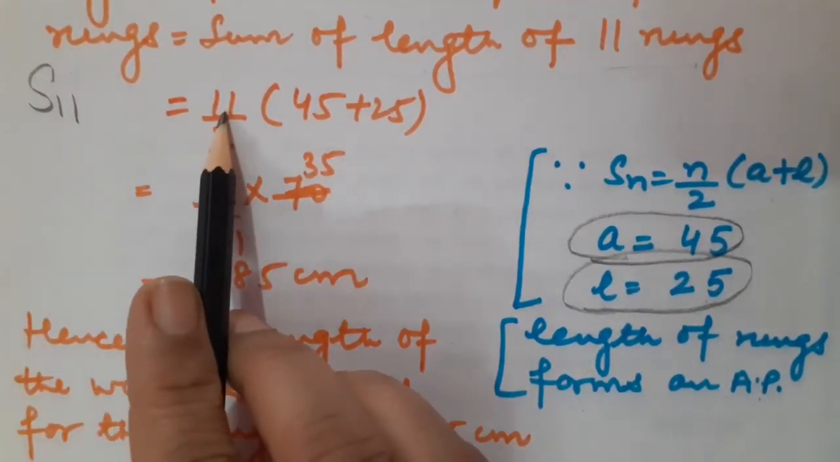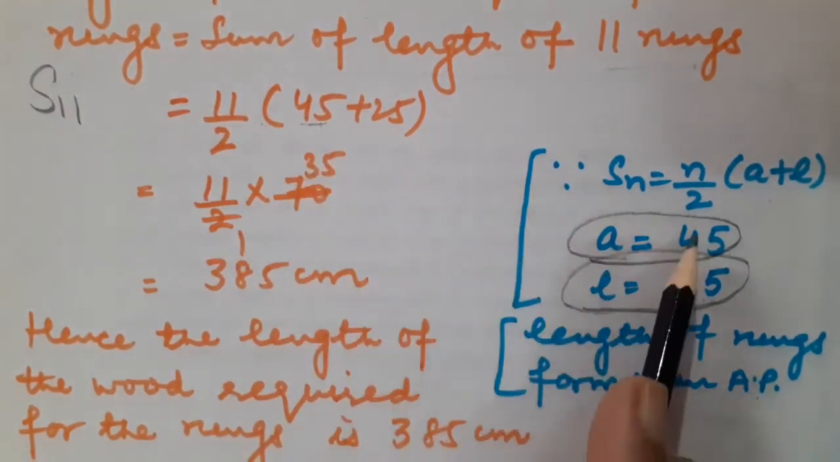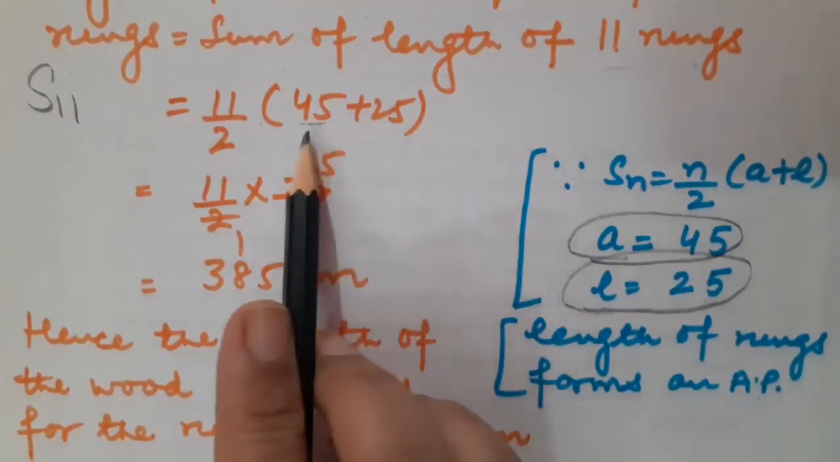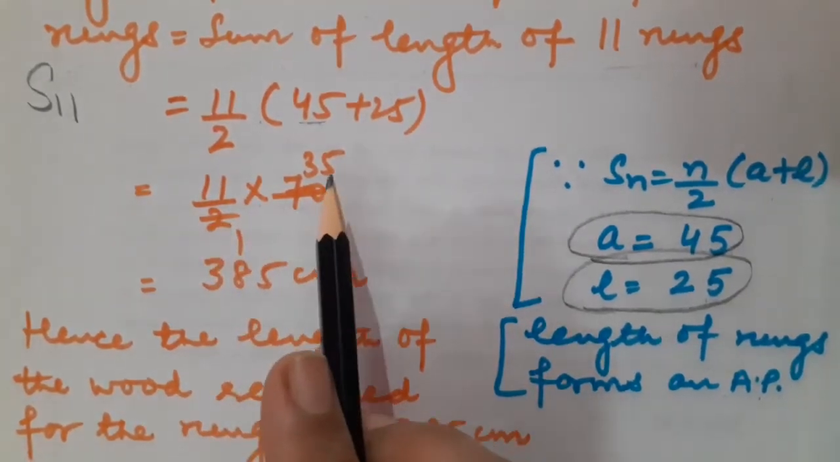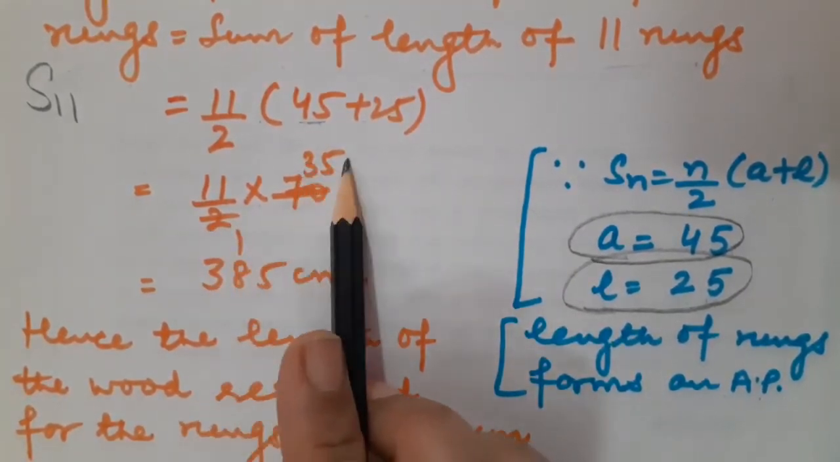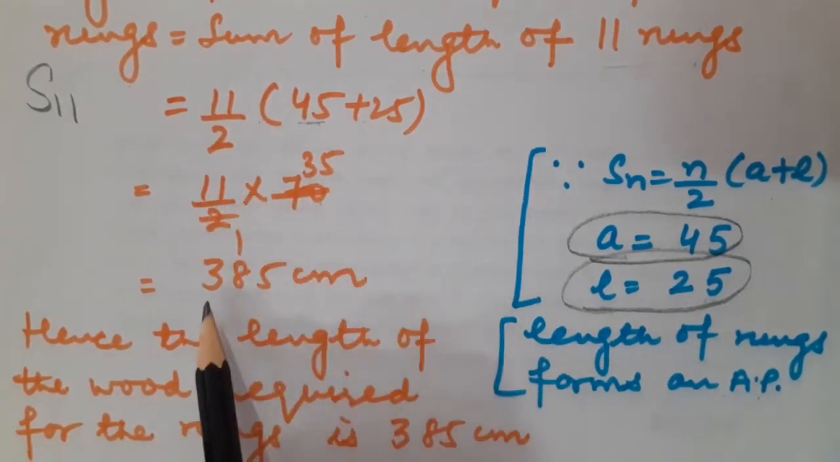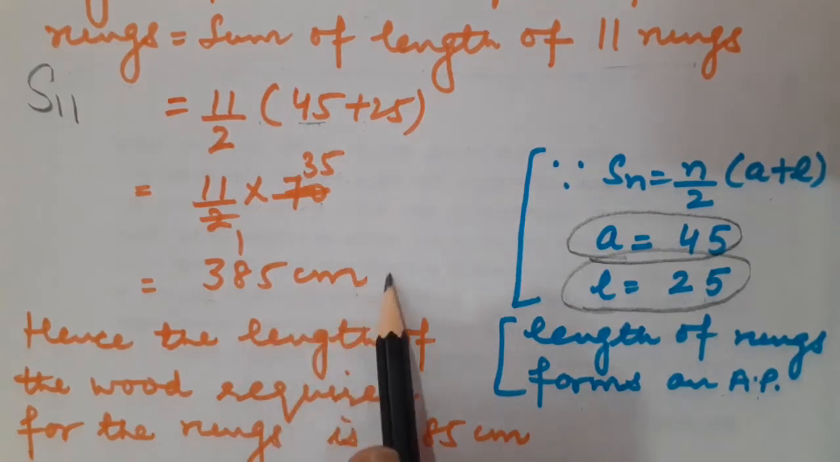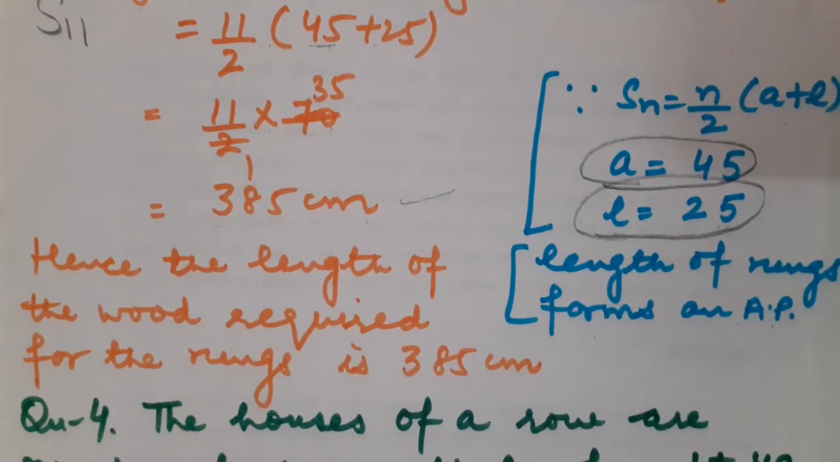Insert the value of n, that is 11, 11 by 2 into the first term, that is 45, and the last term is 25. Add them. It would be 11 by 2 into 70. Cancel them. 2 ones are 2, 2 35s are 70. Now 11 into 35, you will be getting 385 centimeter. This is actually the length of the wood which is required for the rungs. Correct, students? Fine.